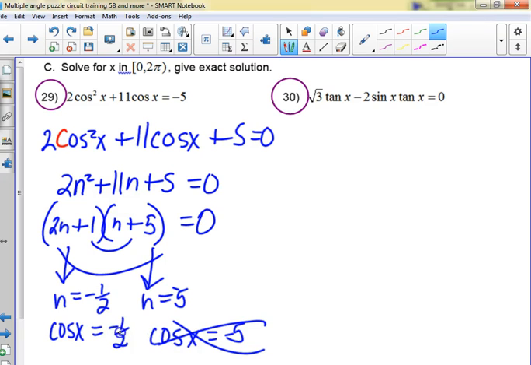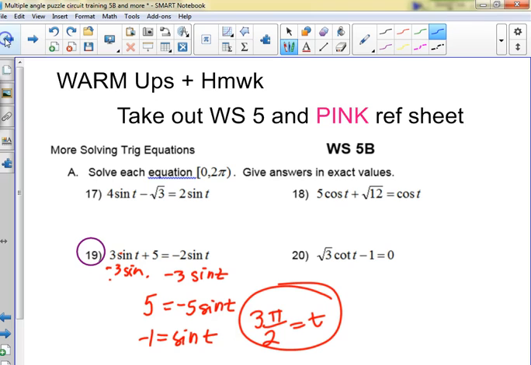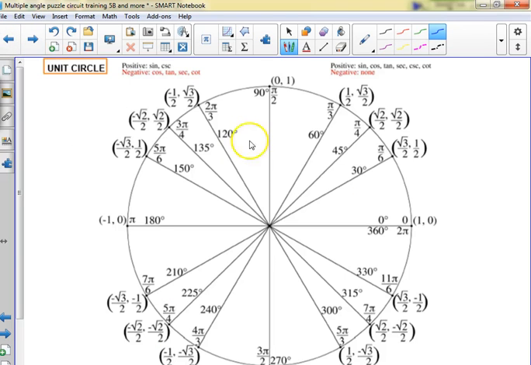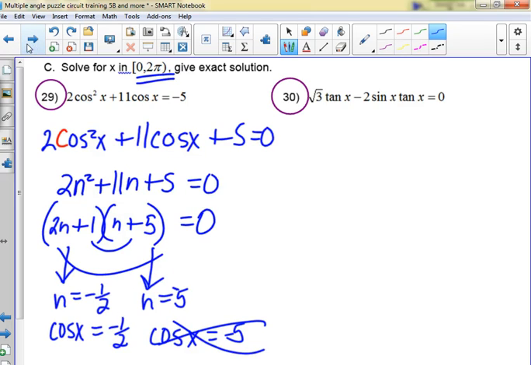Okay, unit circle. -1/2. Directions, again, say 0 to 2 pi. So I go to my unit circle, and I see that -1/2 in the cosine position happens at 2 pi over 3 and 4 pi over 3. Are we good? Okay. What do we do on 30?